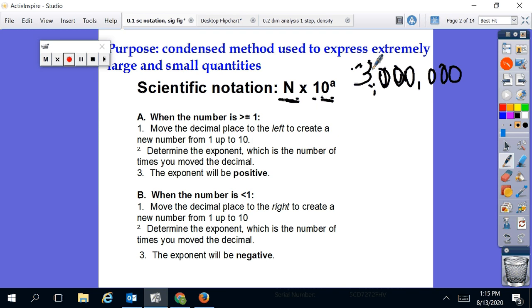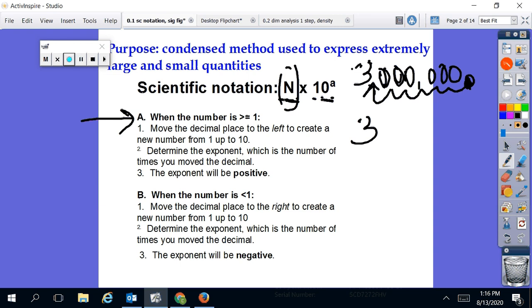I can take that number and put it in what's called scientific notation. So n would be the number, and 10 to the a would be the exponent, or a would be the exponent. For a number like 3 million, if the number is greater than or equal to 1, you're going to move the decimal place to the left to make a number between 1 and 10. The decimal place is actually over here. You're going to count how many places you move it over. And then your new decimal place to make that number n between 1 and 10 is going to go there.